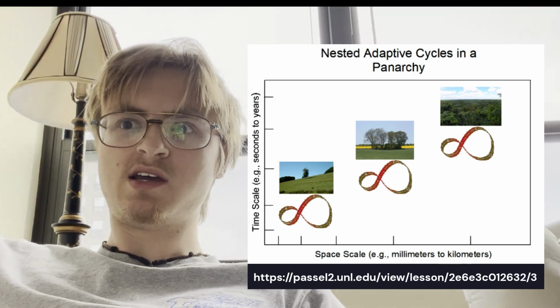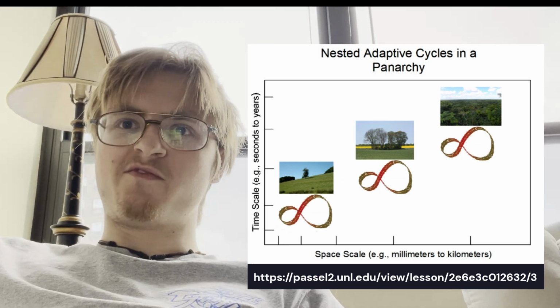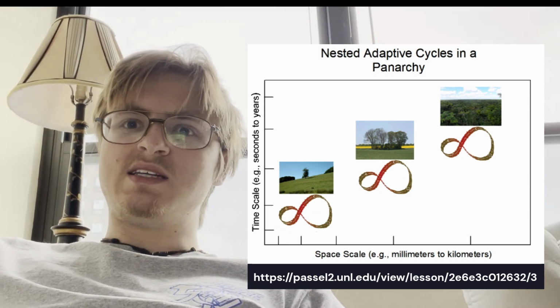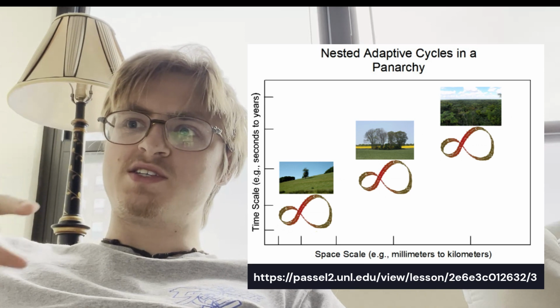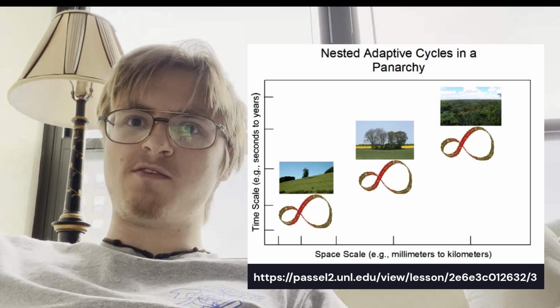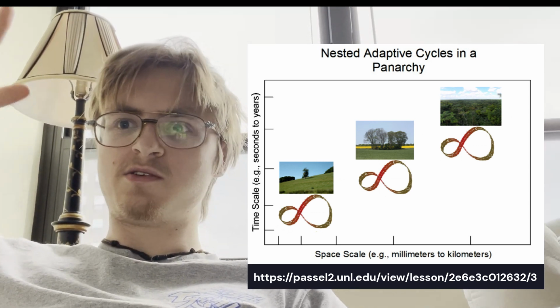You also see the idea of adaptive cycles being interconnected at multiple levels through the idea of panarchy. And so this diagram, for example, shows that adaptive cycles occur at multiple levels, such as the local, the regional, the global level, and of course they all influence each other.